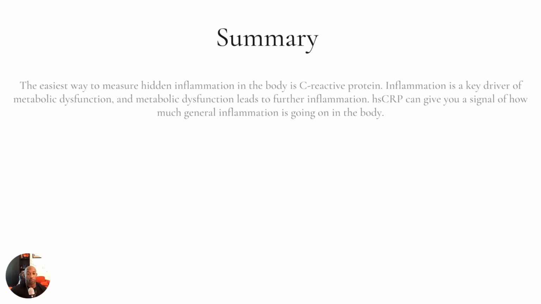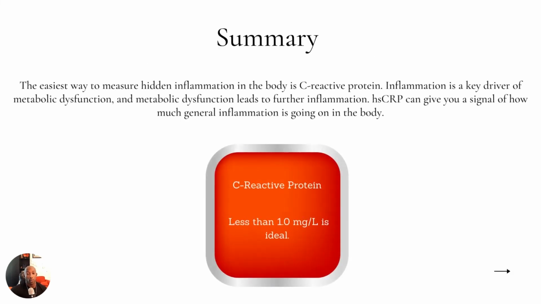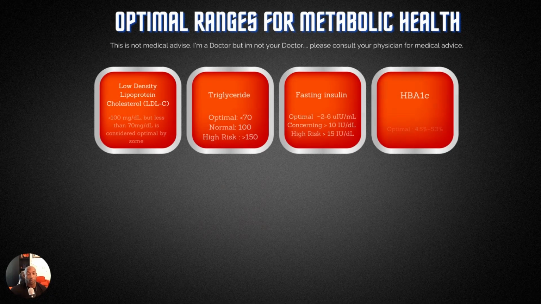Okay, so that's why it's very important to check this, so that way you know what things you need to improve and work on. When it comes to an ideal and optimal level, less than 1 is ideal. Anything above that, we need to start doing an investigation into figuring what is going on inside that body.